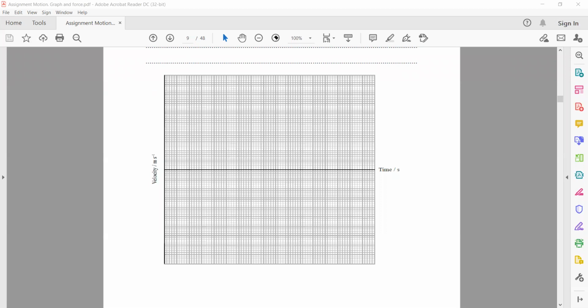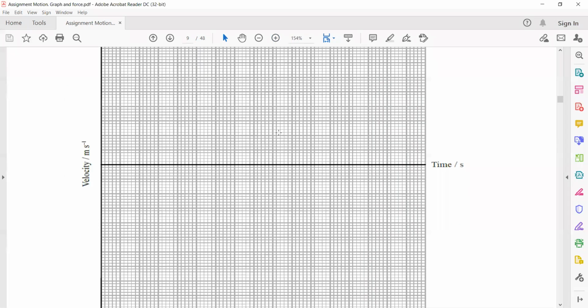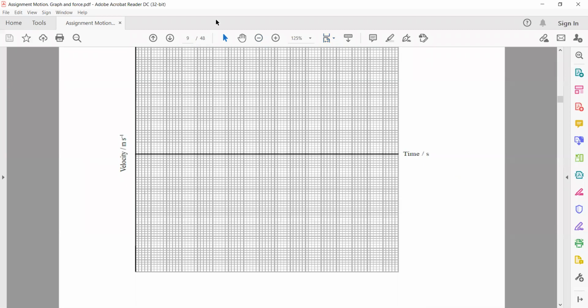I'll zoom in so that I can easily plot this graph. If 10 boxes is equal to 1, so this is 10 boxes, this is 10, and this will be 10 boxes.